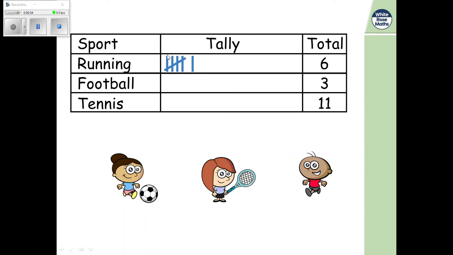So running, they did their 4 with a 5th drawn through, and there's 6 there. Let's look at 3 and 11. So as you can see, it is so clear in a tally chart, which is why it's very helpful and easy to use, because you can count this so much quicker. 5, 10, 11. Well done if you got that right at home.